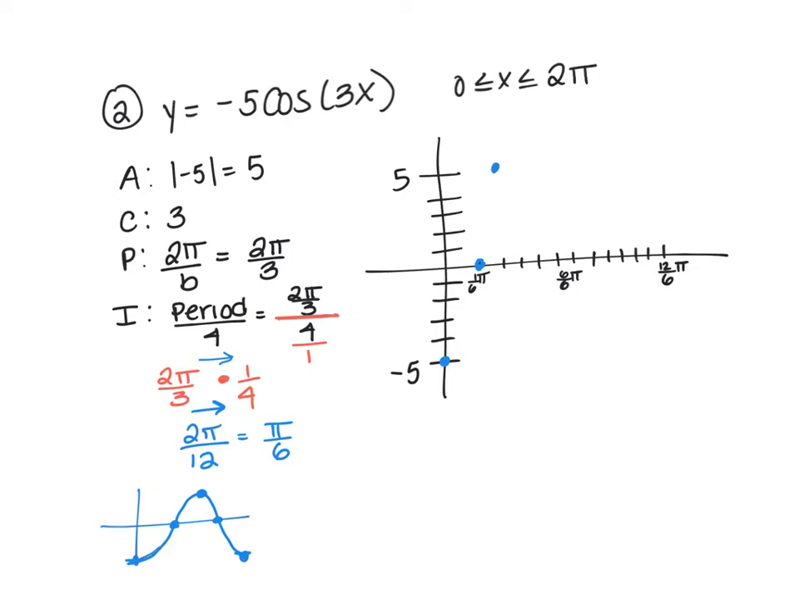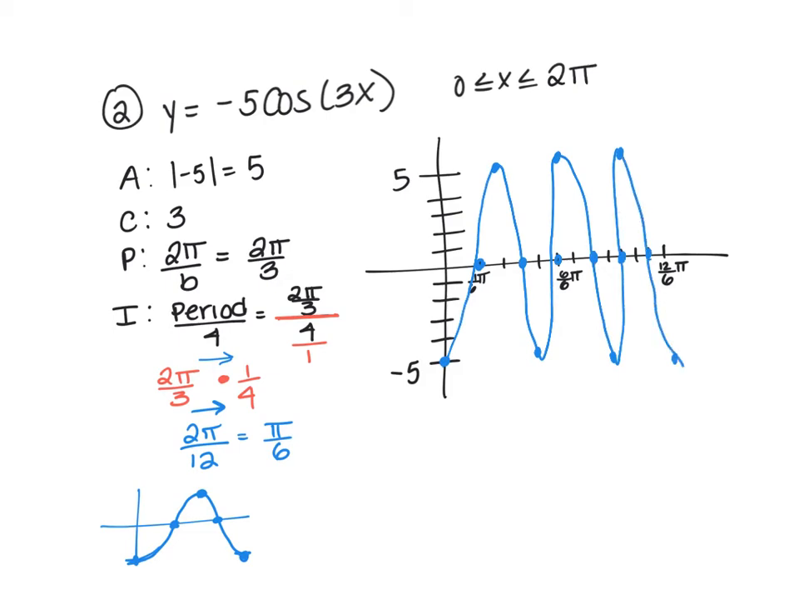So minimum, midline, max, and then midline, minimum. So this next tick mark is going to be the minimum and then midline. And then you just follow the pattern. So the next one's going to be the midline, maximum, midline, minimum, midline, maximum, midline, minimum. And you just connect. Now it's not pretty, but it does exactly what I need it to do.